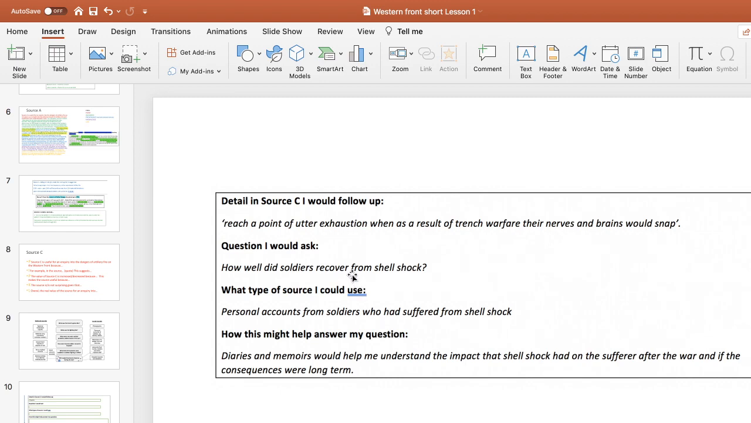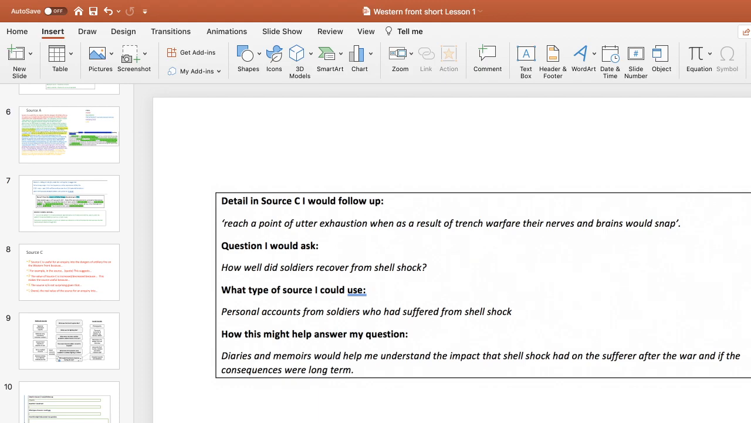The question that we're asking is, how well did soldiers recover from shell shock? We want to ask a question that isn't just a yes or no. We want to ask a question that tells us more about the treatment, about whatever the focus of that question is, which is treatments. What type of source could I use? In this case, we are using personal accounts from soldiers who have suffered from shell shock. And why would we use that? Well, our rationale is because diaries and memoirs would help understand the impact that shell shock had on the sufferer after the war, and if the consequences were long term. And that's how you do that type of question.